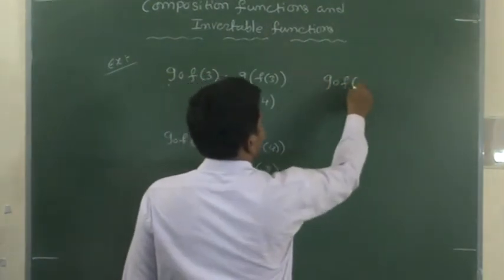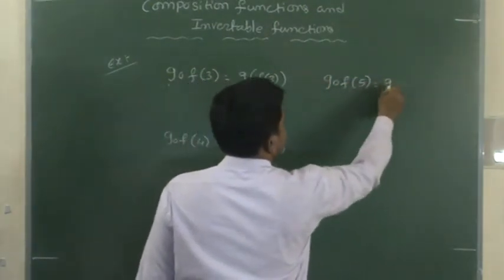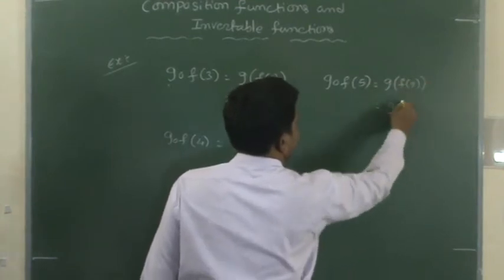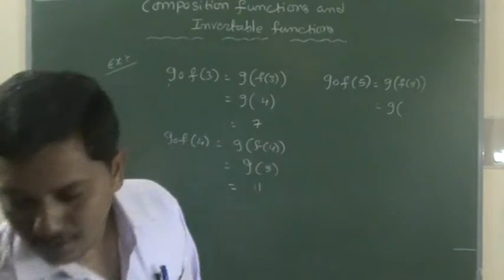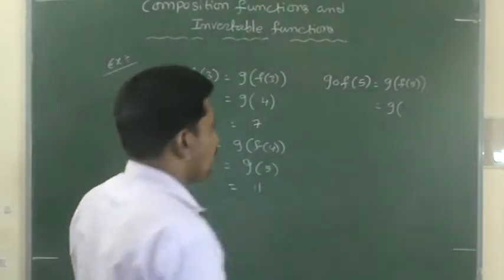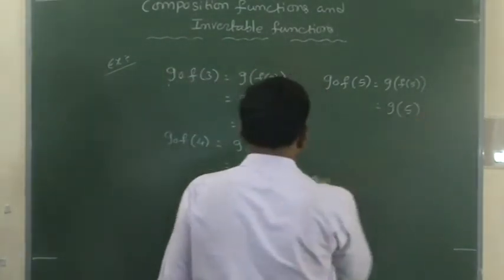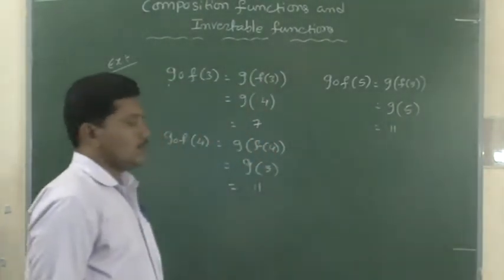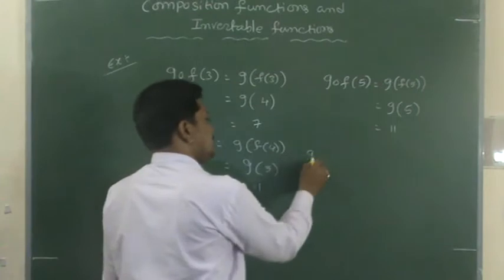And the last one, G circle f of 5. This is G of f of 5. Now what is f of 5? Already given in the problem, f of 5 is also 5. What is G of 5? Already we wrote that G of 5 is 11. Now, what is the set G circle f?